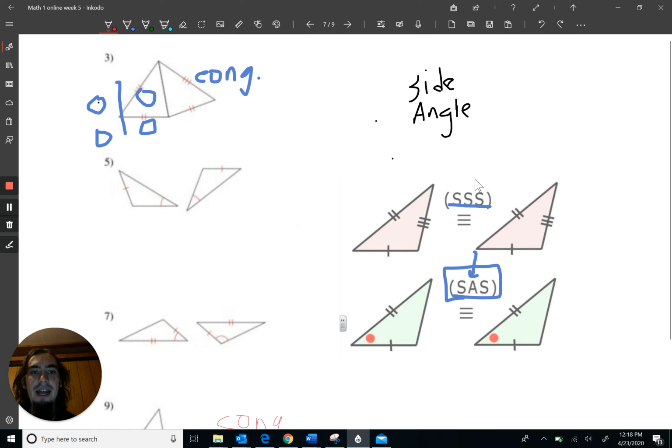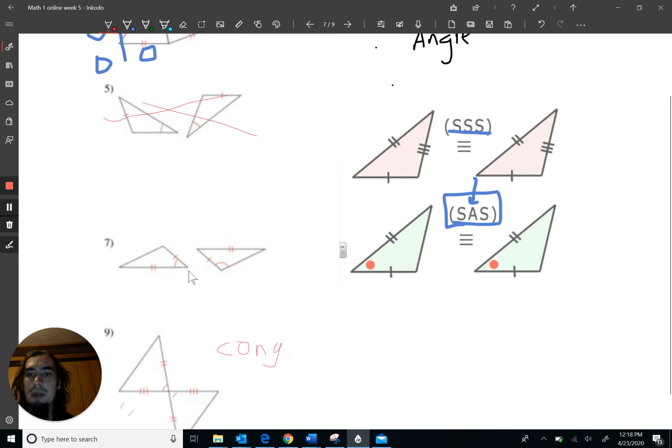Well, I either have to have 3 sides or I can have 2 sides and an angle. Do I have that? No. I just have 1 side and an angle. So I cannot say that they're congruent. Not congruent.